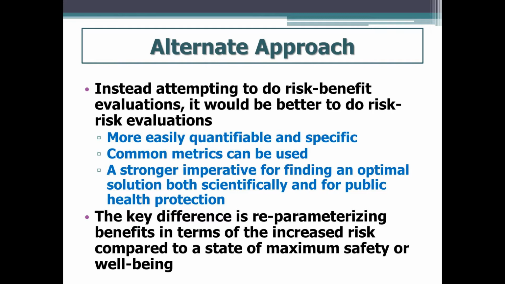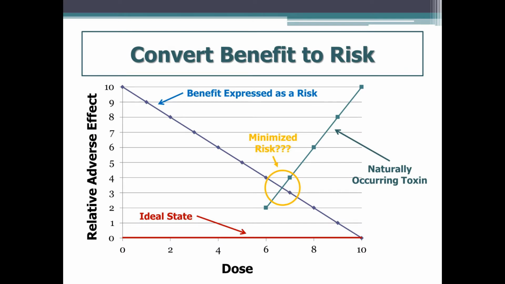You have a much stronger imperative, because you're dealing with two things that scare the population, in a situation where you're finding an optimal solution. Okay, so the key difference here is not that you're ignoring benefits. What you're doing is you're reparameterizing it so that you're dealing with risk. So what you're looking for here, and this is a very simple graphic demonstration of it, is the benefits expressed as a risk, so as the concentration goes up, it goes down.